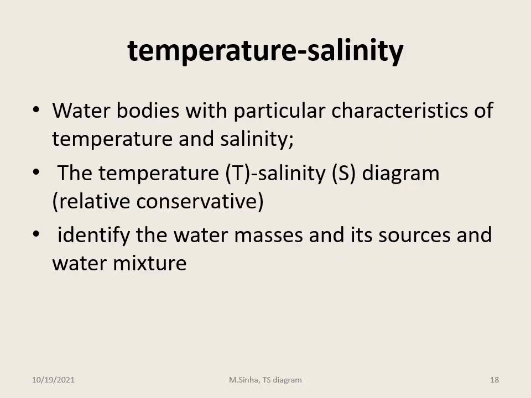So the TS diagram, that is the salinity and temperature diagram, ultimately provides information about the water density, and that water density helps to identify the source zone of water masses, the water mixture pattern, the mixing of the water masses, and the movement of the conveyor belt of the ocean.